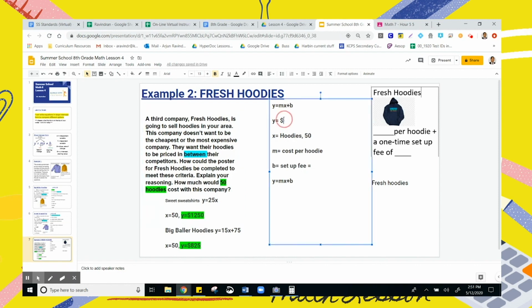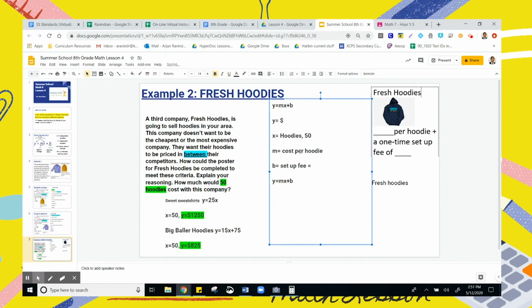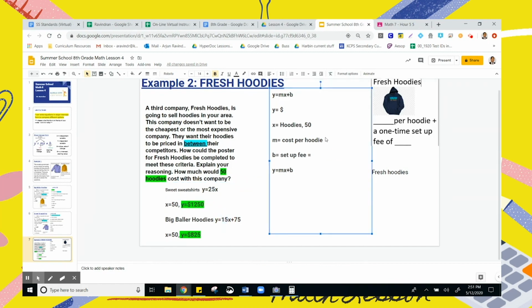So again, Y is the price, X is the hoodies, M is the cost per hoodie, and B is the setup fee. Again, they want to be between the two. So Sweet Sweatshirts was charging $25 per hoodie. Big Baller was charging $15 per hoodie. Why don't we go right in between 25 and 15 and say that the cost per hoodie at Fresh Hoodies is $20 per hoodie?